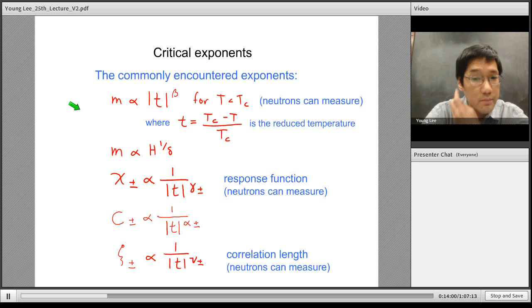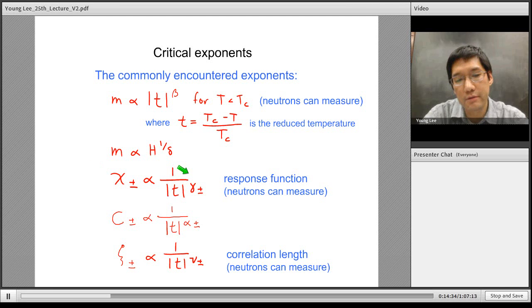And just as a summary, these are the symbols that we use for these exponents. For the order parameter as a function of temperature, that exponent we will use beta. For the order parameter as a function of field, we have this delta exponent. For the susceptibility, its divergence as a function of temperature, we'll use gamma.